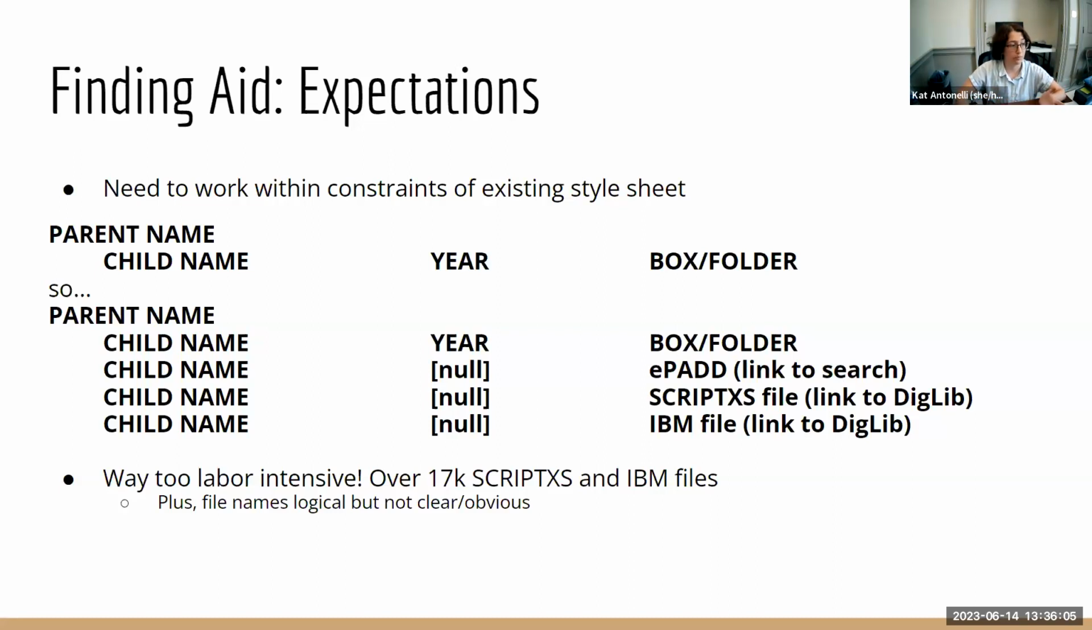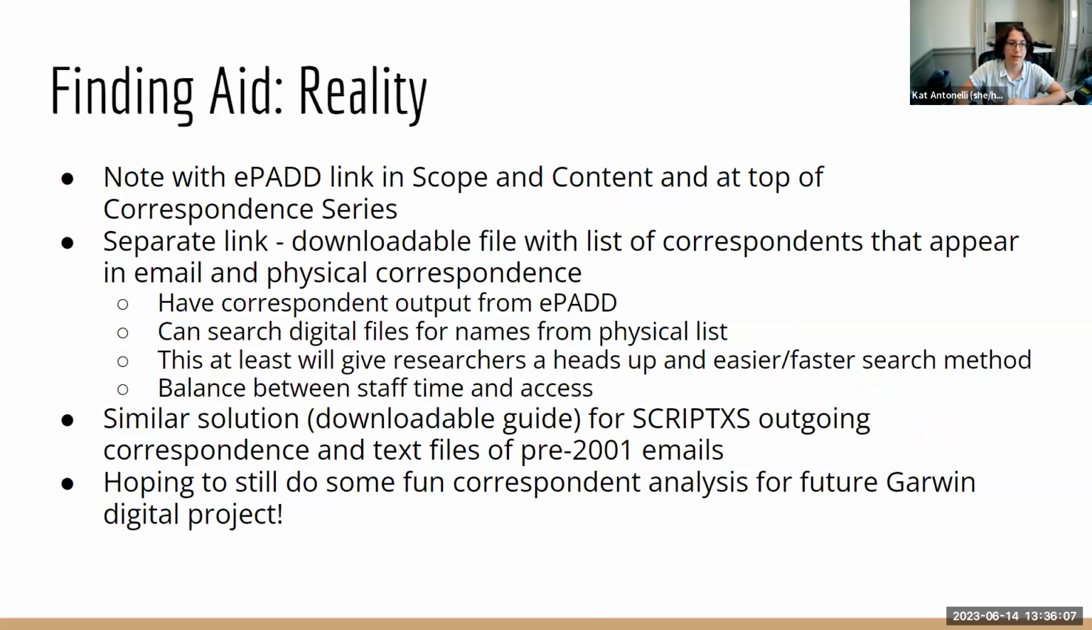So what are we doing instead? The standard solution that I've been seeing pretty much everywhere people work with EPAD so far, but let me know if your institution has done something else. What I'm seeing so far is mostly a blurb about the email and its availability at the top of the finding aid, including a link to the discovery module. And so that's what we're going to do.